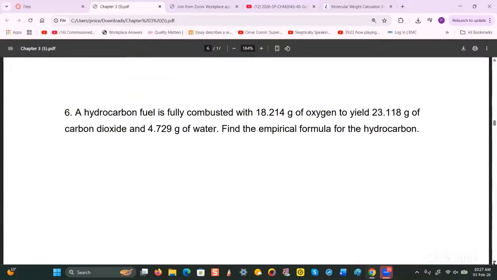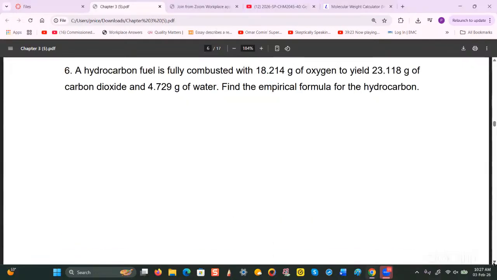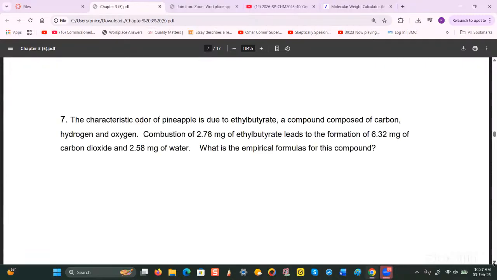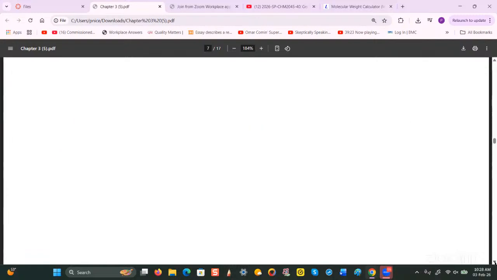Okay, so I'm gonna leave number 6 for you to do. Number 7. Now, number 7, you have to be careful because number 7 contains carbon, hydrogen, and oxygen, right? So the approach will be slightly different. So I'm gonna leave that for you to look at. If you have any questions, of course, please feel free to contact me, all right?